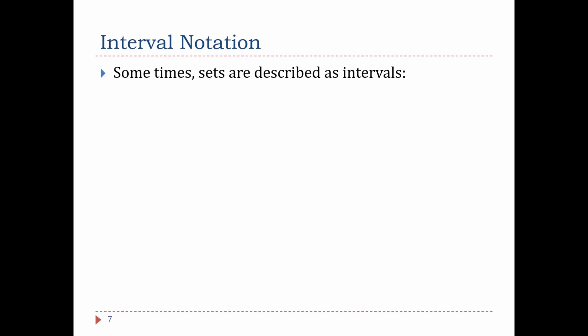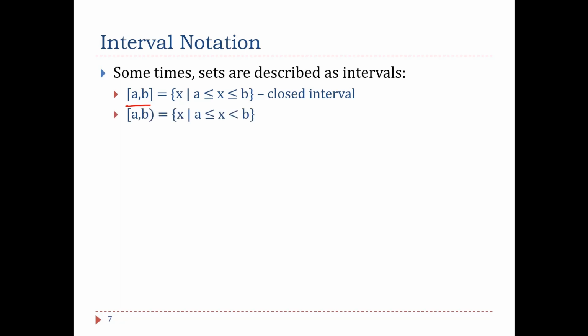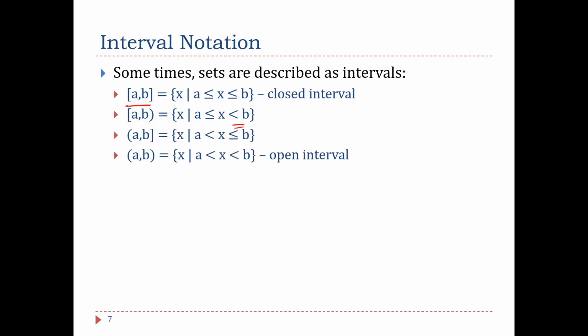We can also use the interval notation. So it's sometimes useful to use the brackets to denote closed intervals and parentheses to denote open intervals. We can also use the fully open interval to denote the elements that are strictly greater than the lower bound, here it's A, and strictly less than the upper bound, which is B.